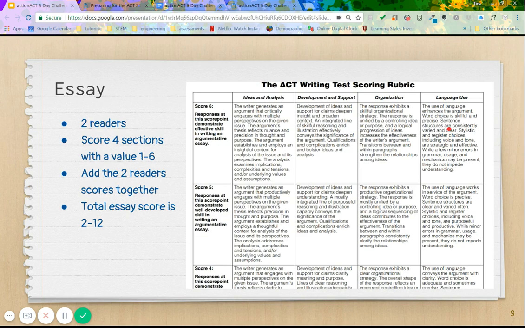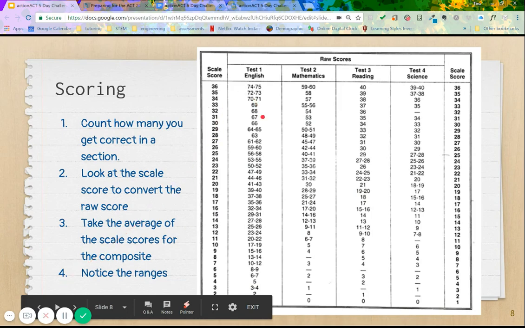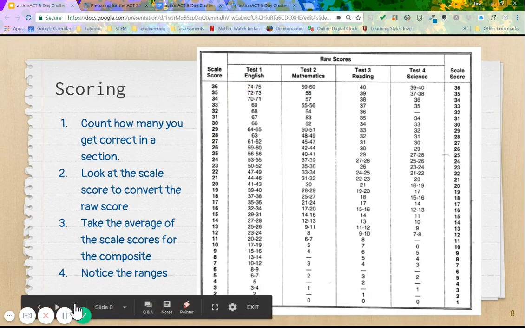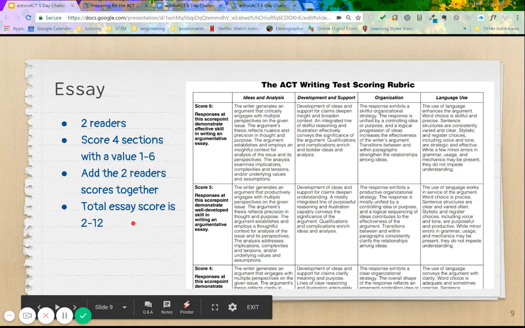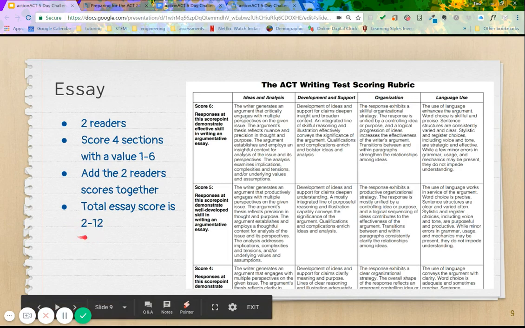And then there's a table, just like there was for the English, math, reading, and science, where I had 75 English questions. It scaled it back to be out of 36. There's a similar table for the essay where they take a 48 and scale it back to being out of 12. So the essay score is going to be between 2 and 12. And I would say scoring an 8 is a good score there.